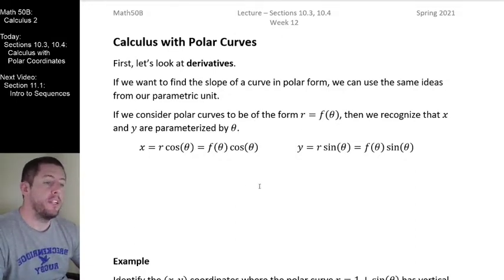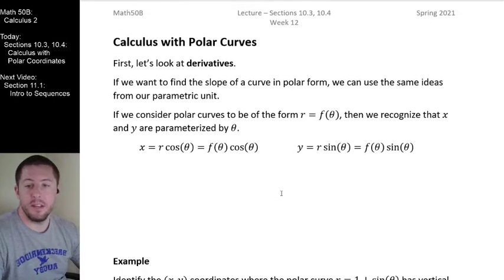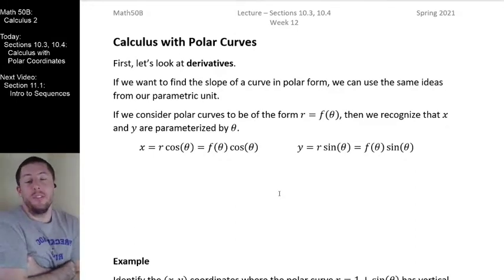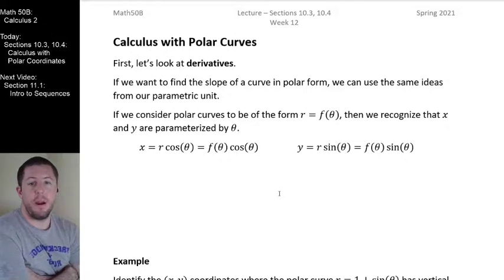So let's go ahead and do our typical first thing. If we're going to do some calculus things, we want to be able to look at derivatives. So if we want to find the slope of a curve that's in polar form, we can use the very same ideas that we used from our parametric unit.